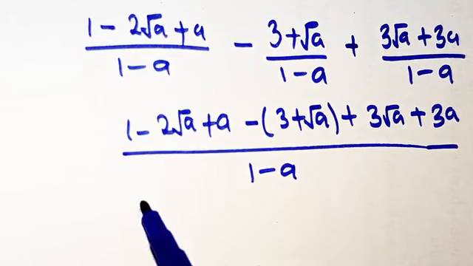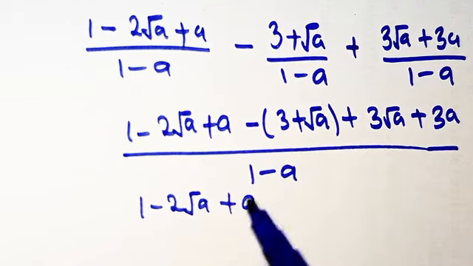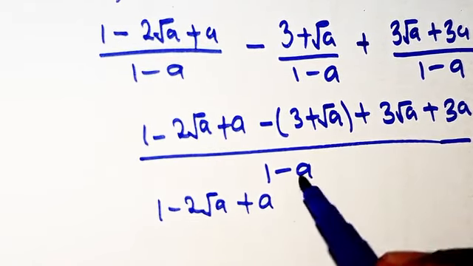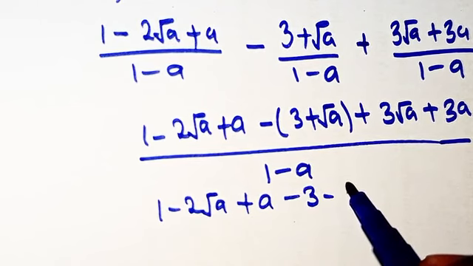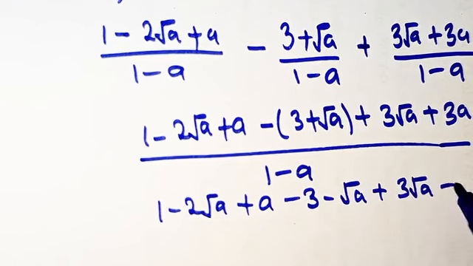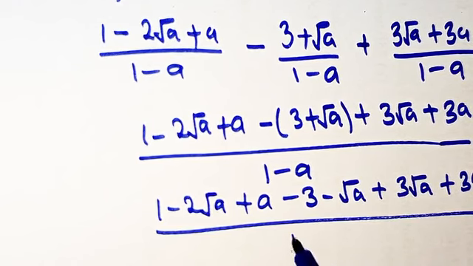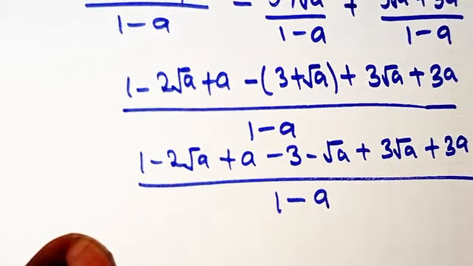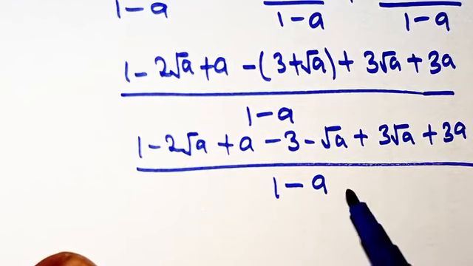So we have 1 minus 2 root a plus a. Using this negative sign to open the bracket, we are going to have minus 3 minus root a, then plus 3 root a plus 3a, all over 1 minus a. Are you following? So now we go further. Now let's try to simplify.